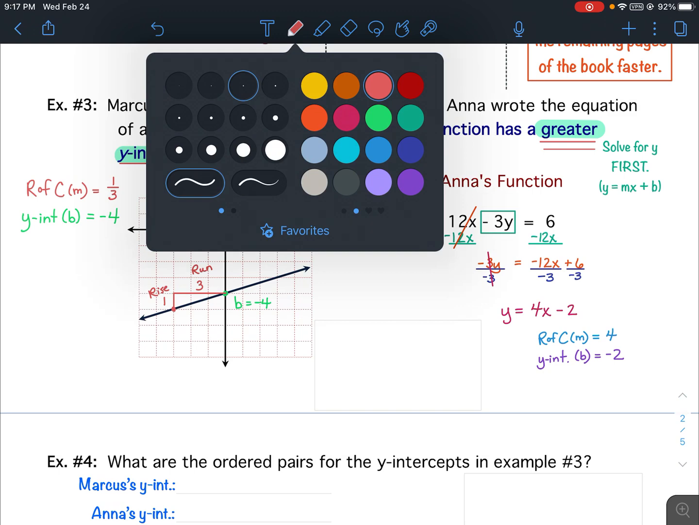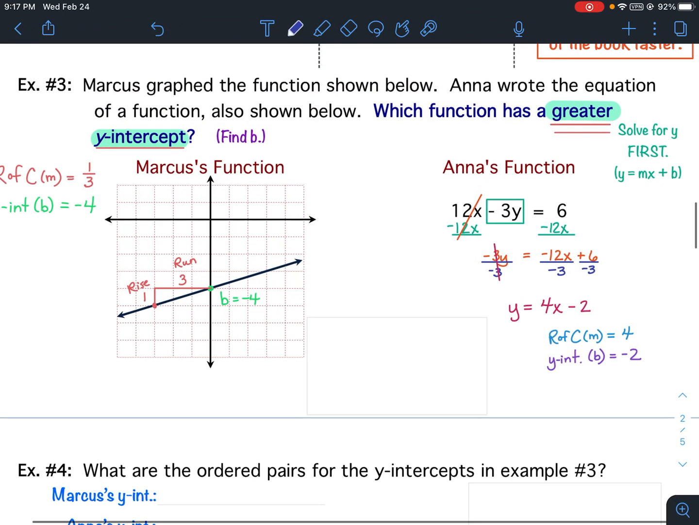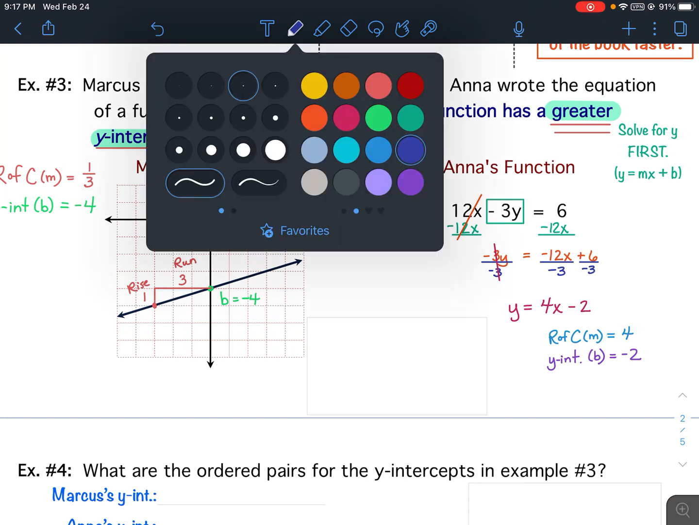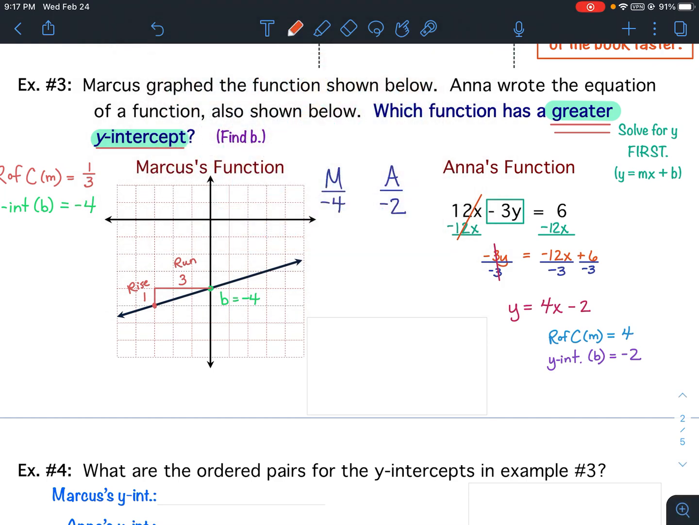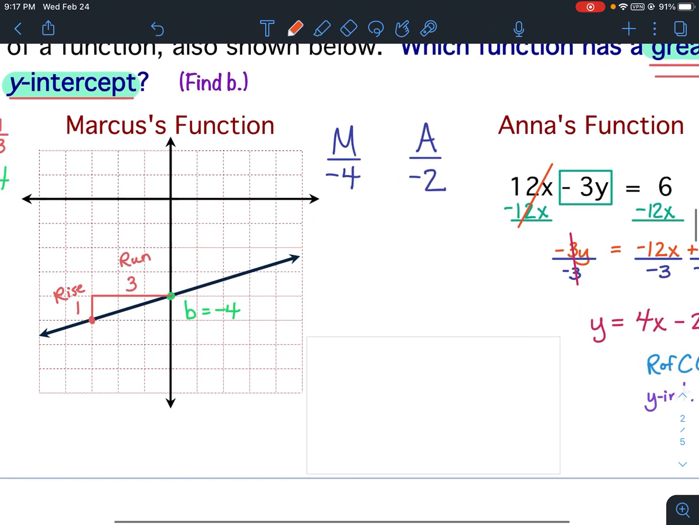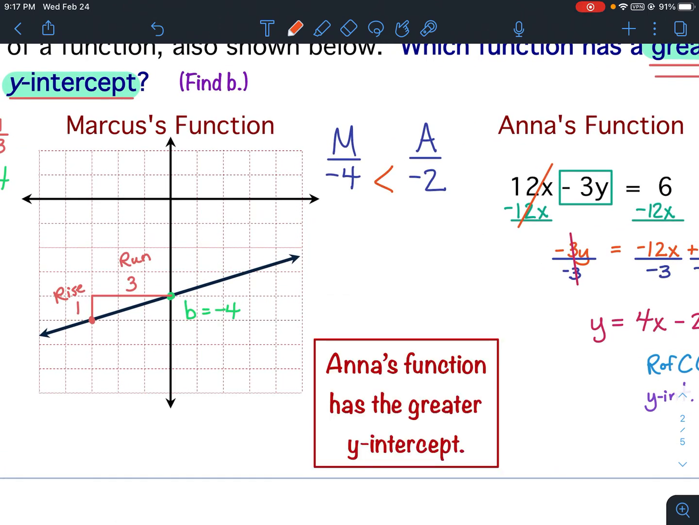Now we're going to compare them. Okay, so for Marcus, his y-intercept was -4. For Anna, her y-intercept was -2. Again, we have negative numbers. So when you have negative numbers, that's the number that is closest to 0 that is greater. So Anna's function has the greater y-intercept.